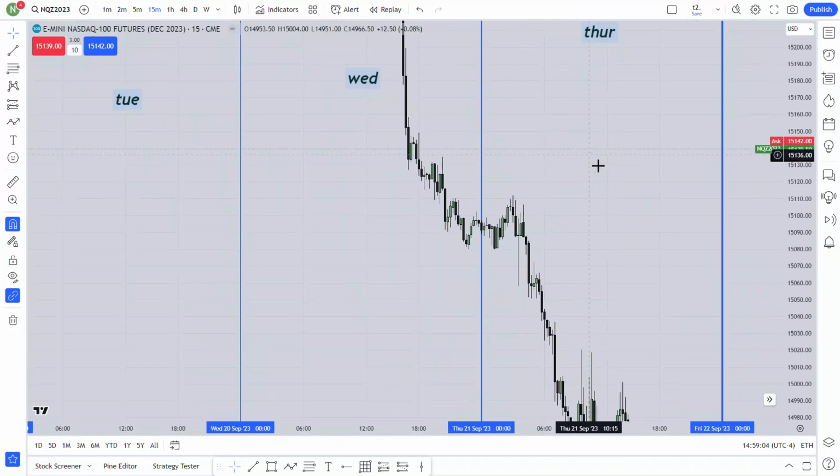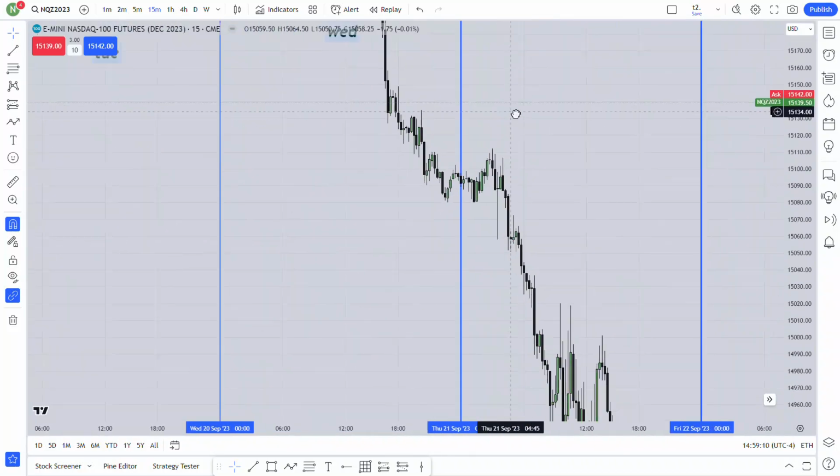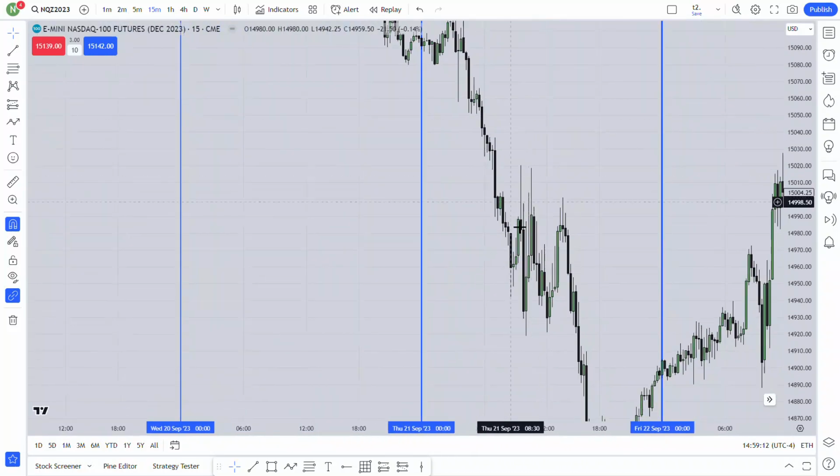What does Thursday do? Thursday is the same. I mean, the continuation of this run. Your run will continue on Thursday as well. This is Thursday's price action as well.